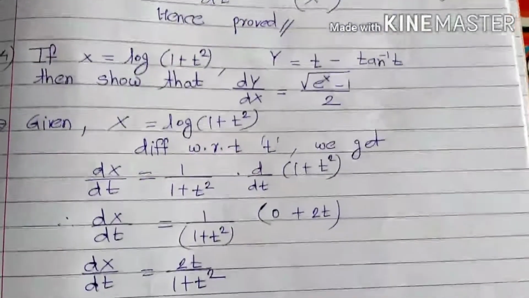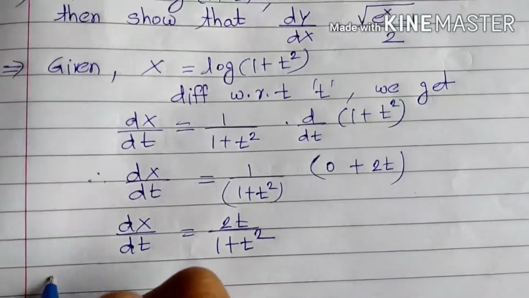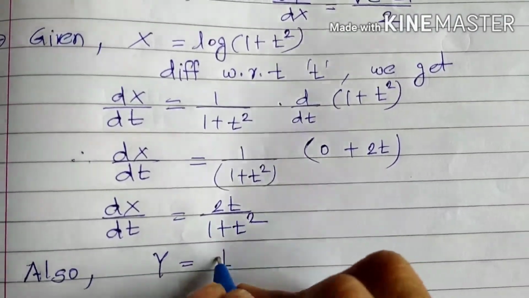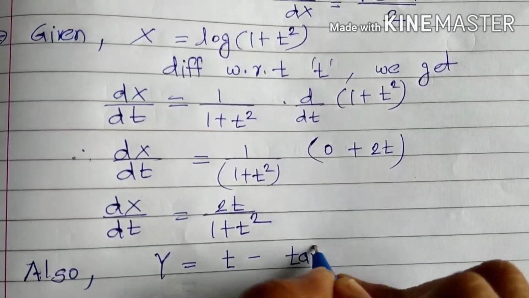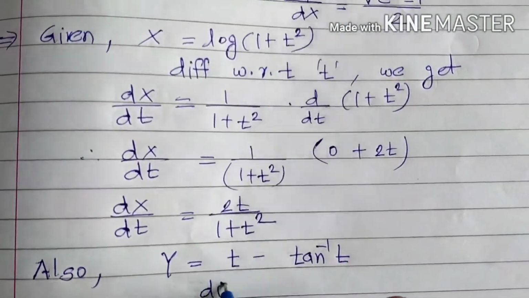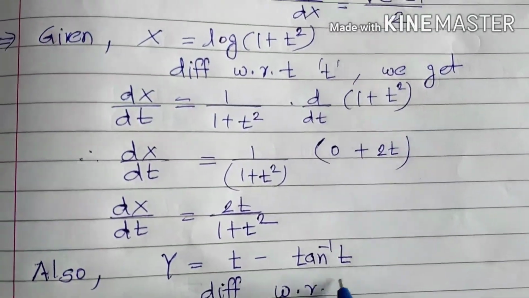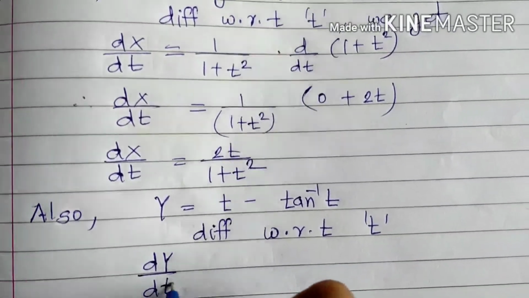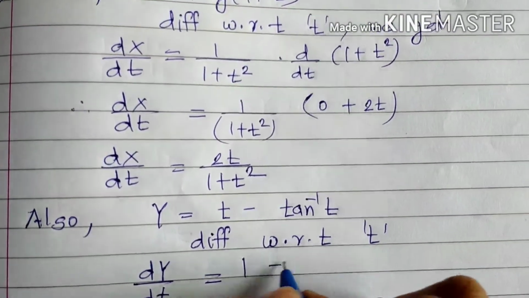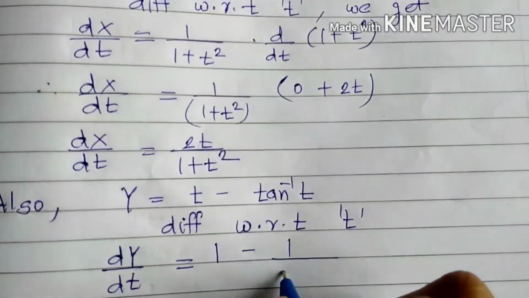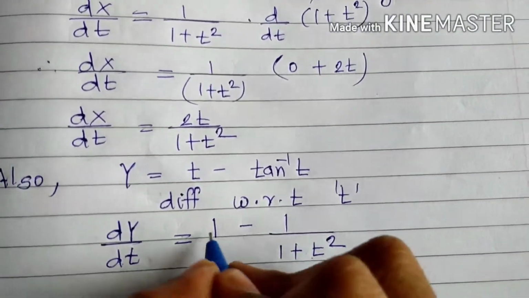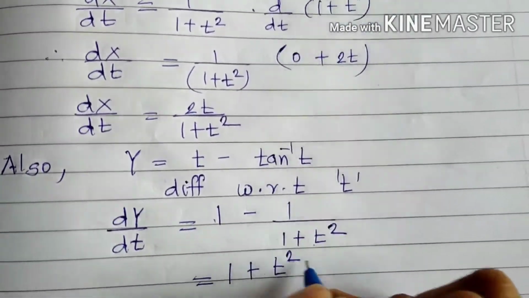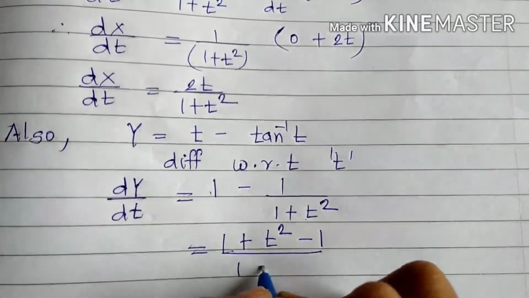Also we have y is equal to t minus tan inverse t. Differentiate with respect to t because t is the parameter. Dy upon dt is equal to derivative of t is 1 minus derivative of tan inverse t is 1 upon 1 plus t square. Now multiply this into this. 1 into 1 is 1, 1 plus t square minus 1, that is t square upon 1 plus t square.